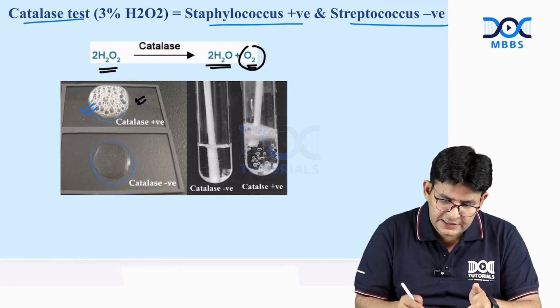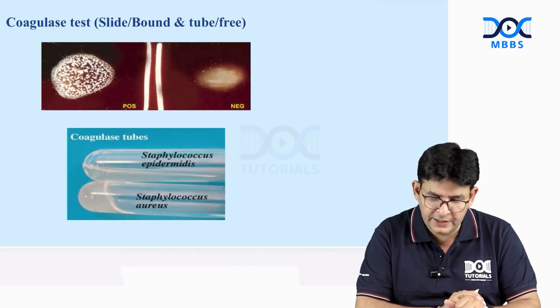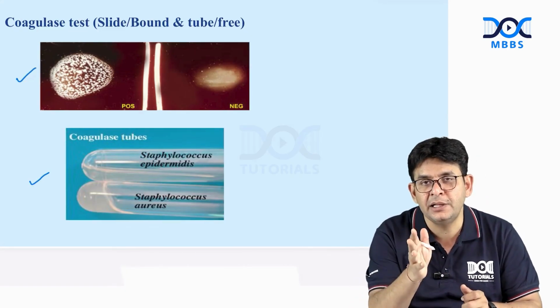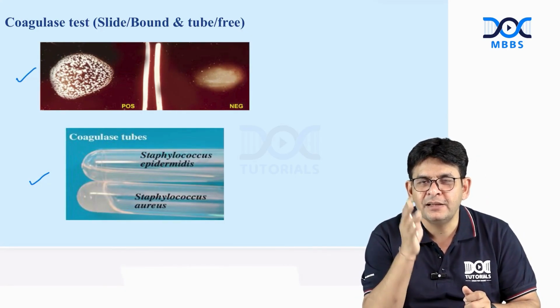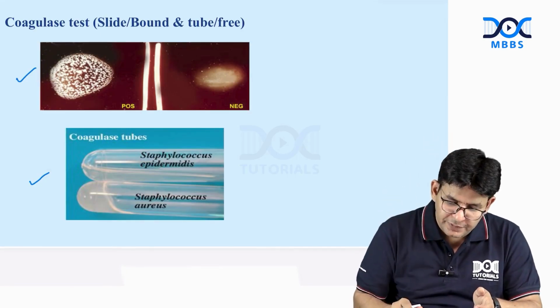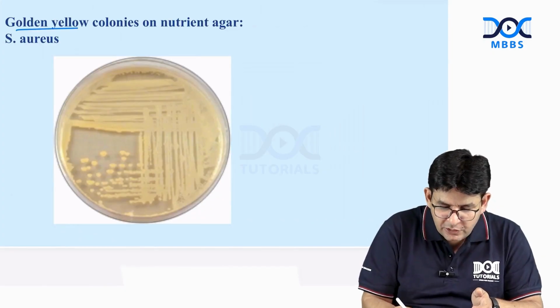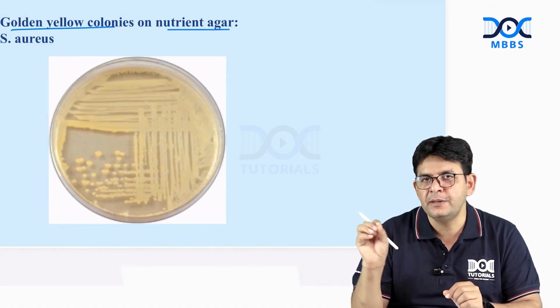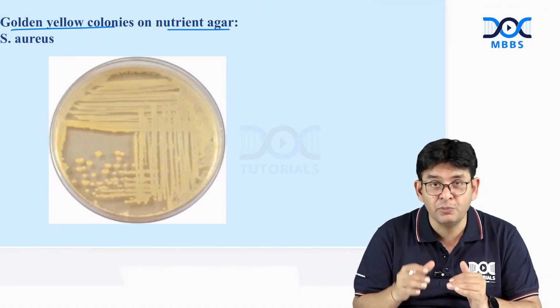And after the catalase test, just now I told you about the coagulase test. This is a slide coagulase test and this is a tube coagulase test. Slide is for bound and tube is for free. This is the golden yellow colonies on nutrient agar, which I told you is a non-diffusible pigment. And it looks more beautiful on what?